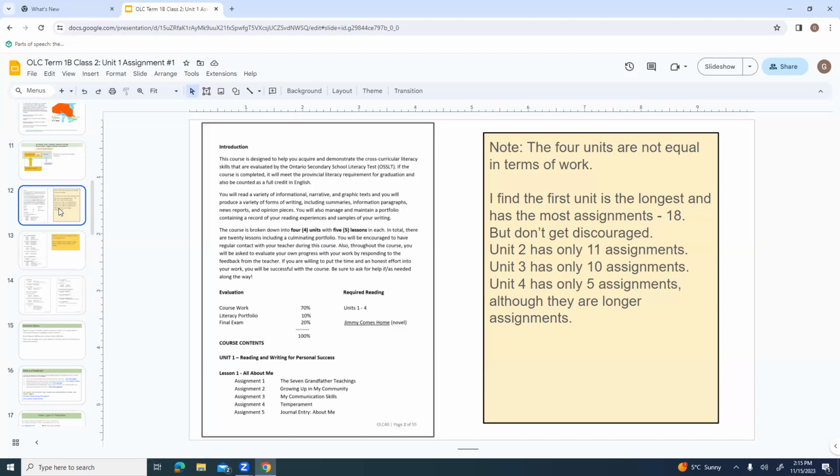You will read a variety of informational, narrative, and graphic texts, and you will produce a variety of forms of writing, including summaries, information paragraphs, news reports, and opinion pieces. You will also manage and maintain a portfolio containing a record of your reading experiences and samples of your writing. The course is broken down into 4 units with 5 lessons each. And in total, there's about 20 lessons, including the culminating portfolio project.